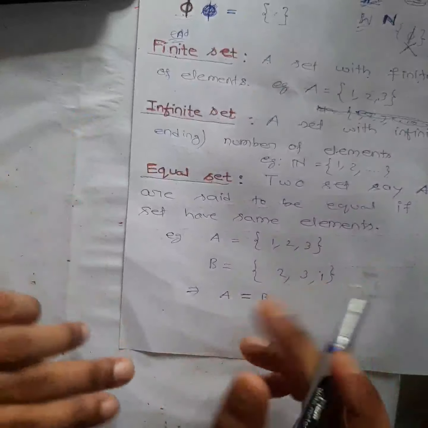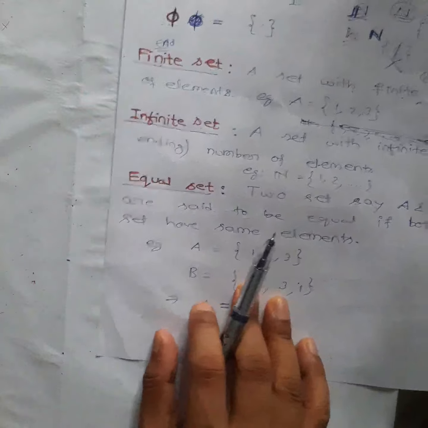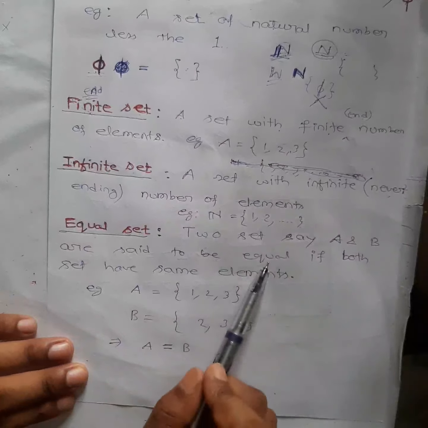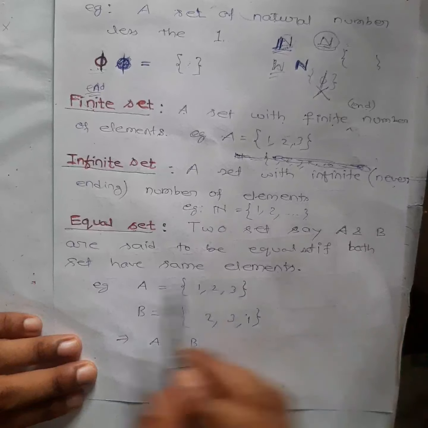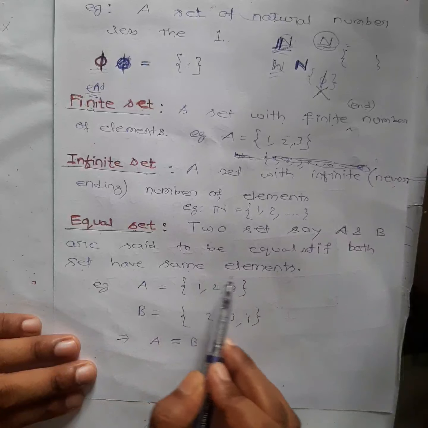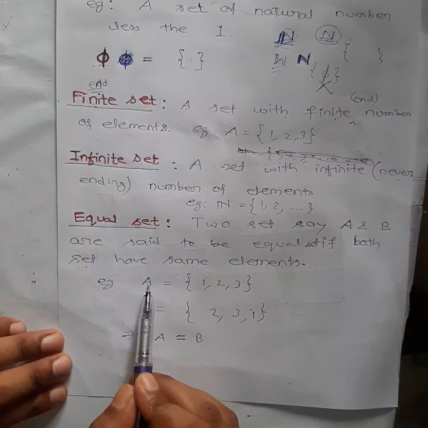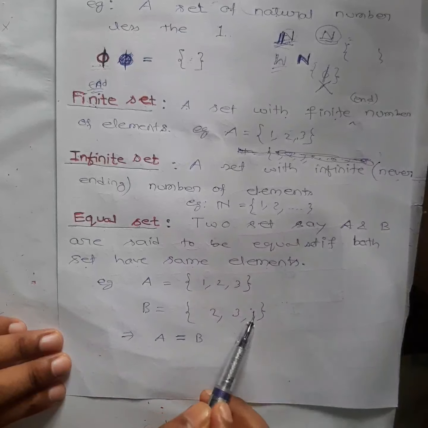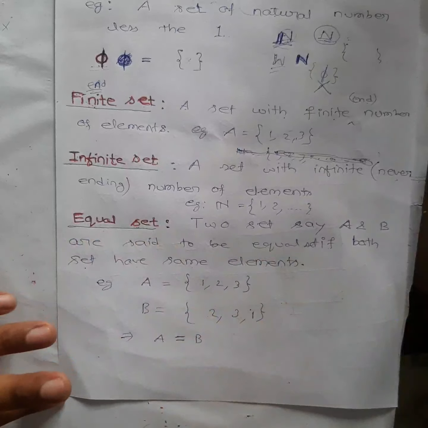Now when are two sets said to be equal? Suppose you have two sets, say A and B. They are said to be equal sets if both sets, A and B, have the same elements. I hope you have understood. Suppose, for example, A has elements 1, 2, 3 and B also has 1, 2, 3. Order does not matter, so if you write them in a different position it does not matter.